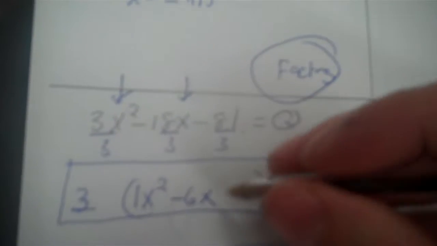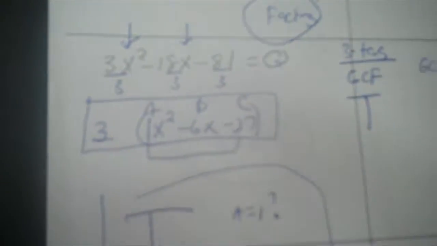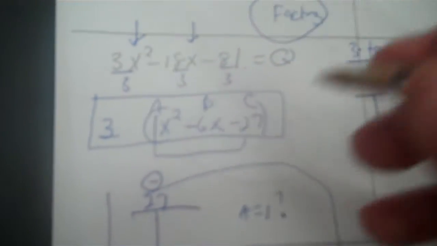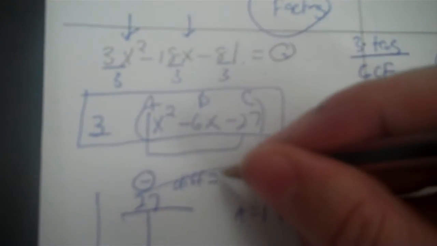Minus 6x minus 27. Now I go ABC. I find the product of A and C. That's going to be negative 27. So because that's negative, we're looking for a difference of the B absolute value, in this instance 6. So 1 and 27, no. 2 is a decimal. 3 and 9, there you go. Is A equal to 1 up here? Remember, you're looking up here, not here anymore, right here. Yes, it is. So I just need 2 parentheses.